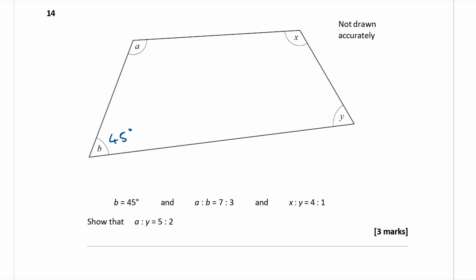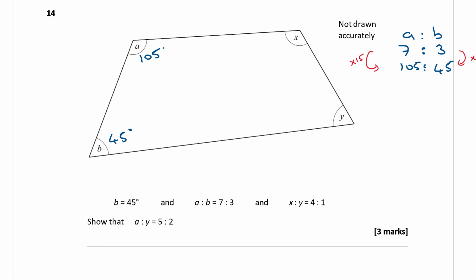Okay. So I know that A to B is in the ratio of 7 to 3, and I know B is 45. So let's start with that one then. If I've got A to B in the ratio of 7 to 3, but I know B is 45, then I can get 45 from 3 by multiplying through by 15. 15, 30, 45. So if I do the same thing the other side, I should get A then, shouldn't I? So 7 times 15, what's that? 7 tens are 70, and 7 fives are 35. That's 105. So that means that A must be 105.